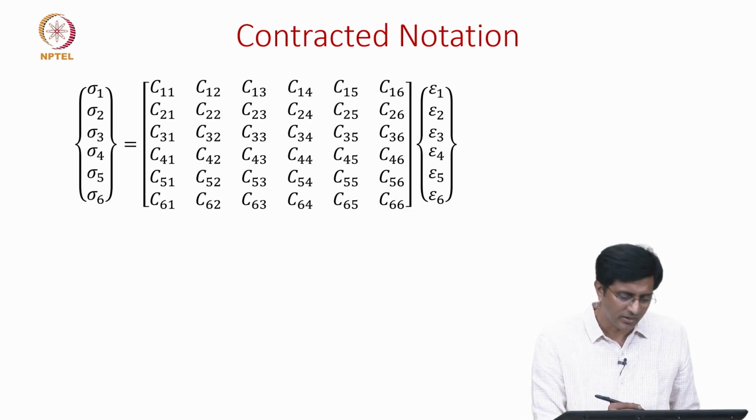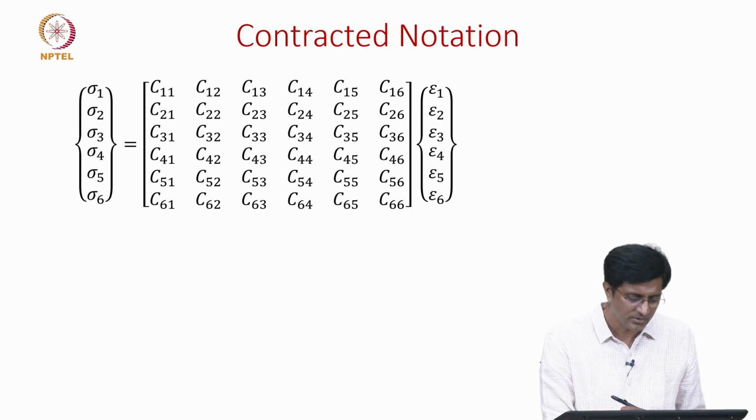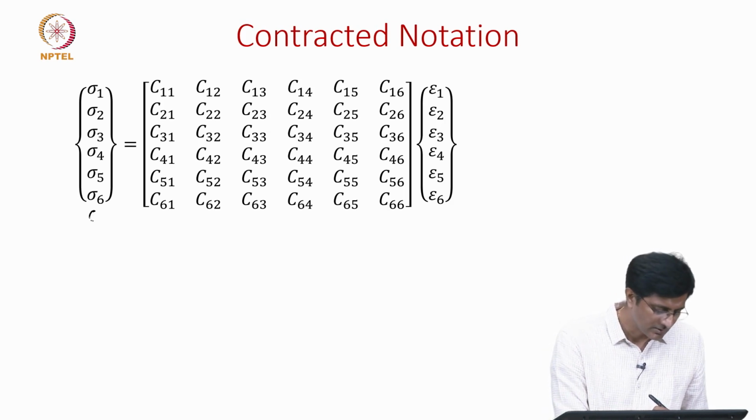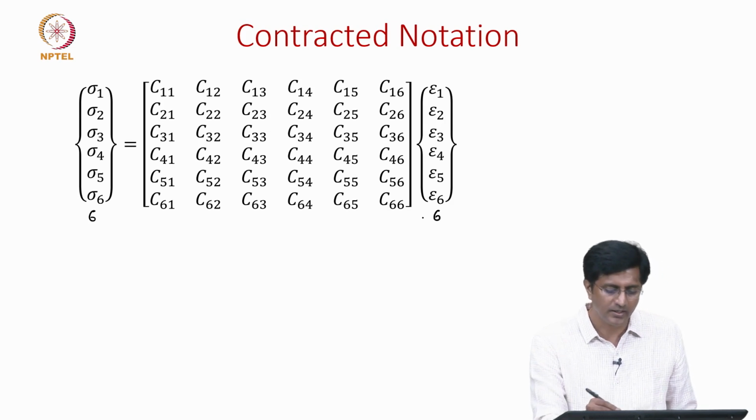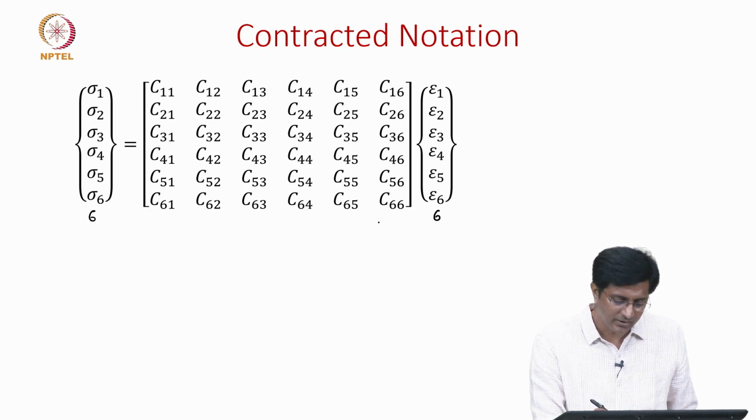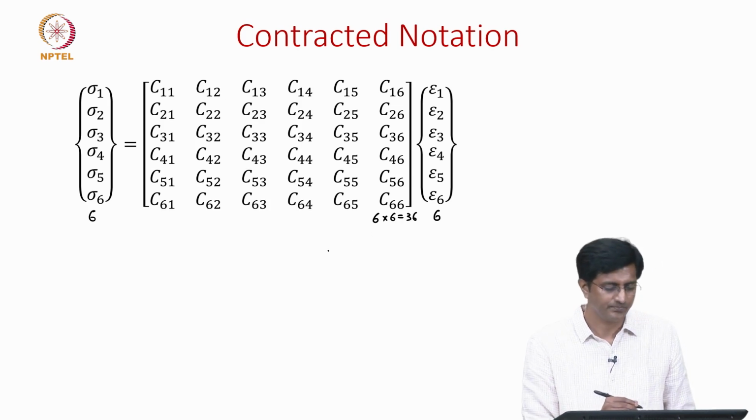Here we summarize the stress strain relations, where we have the 6 components of stress written in the contracted notation and the 6 components of strain again written in the contracted notation. These are related with the elastic constants. Again we have a 6 by 6 matrix, meaning 36 independent constants.